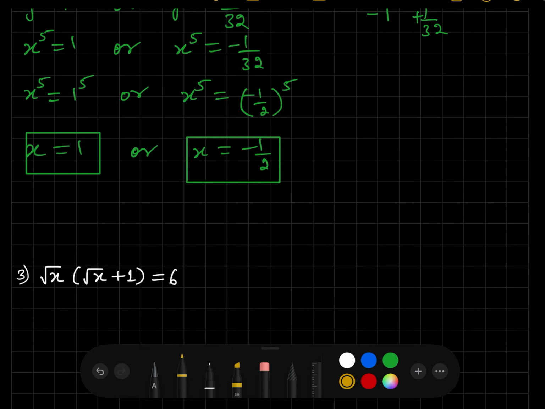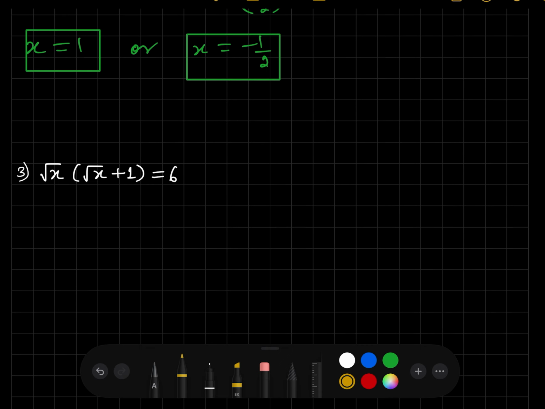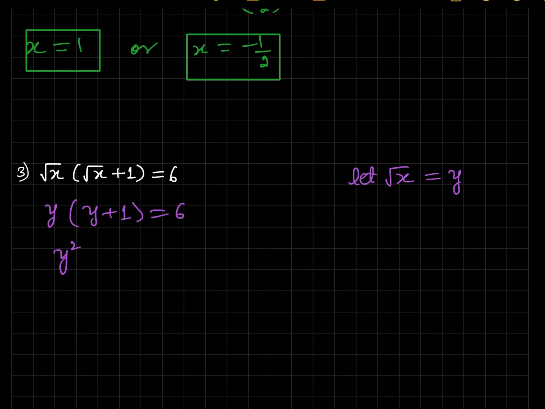Okay, so now let us solve one more question. Let us see how to solve it. Oh, this is a square root something. Fine, no problem. So what I can do is I can write here, let square root of x be equal to y. Okay, so my equation would be y times y plus 1 equals 6. Easy. Now multiply. So y times y is y squared, and plus y times 1 is y, and taking 6 to the left-hand side becomes negative 6 equals 0.